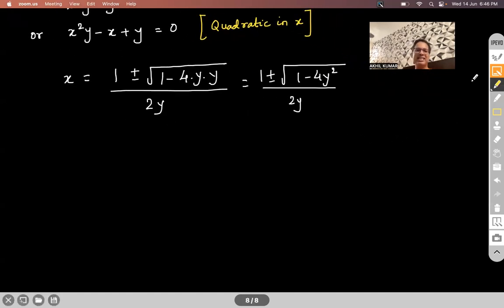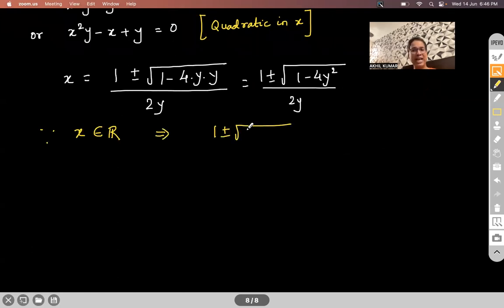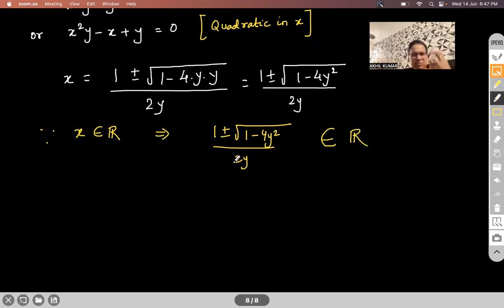Now, see, everybody pay attention. You want this guy to be real. Your x is all real numbers, right? Because we just found out that the domain is all real numbers. Which means that even this fellow, which is actually your x, should also be real. Correct? So tell me what all things you must keep in your mind if you want to keep it real. What restrictions come to your mind? So first restriction: y cannot be equal to zero.